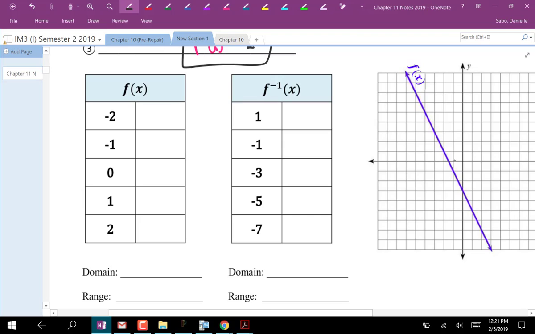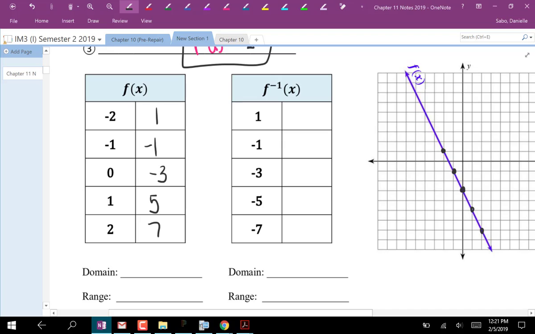So here I want negative 2, so I have negative 2 up 1, so that's that guy. Negative 1 down 1 is negative 1. 0 down 1, 2, 3 is negative 3. 1 down 1, 2, 3, 4, 5 is 5. And then 2 down 7. Okay, so all I did was I pulled some points from there.